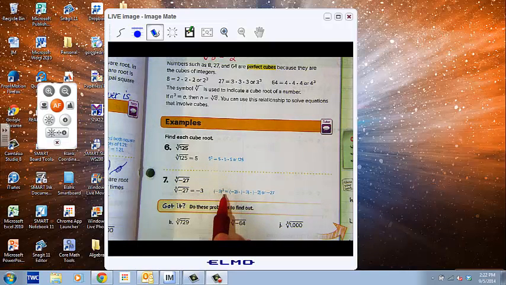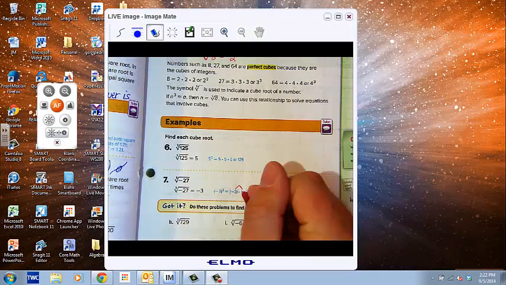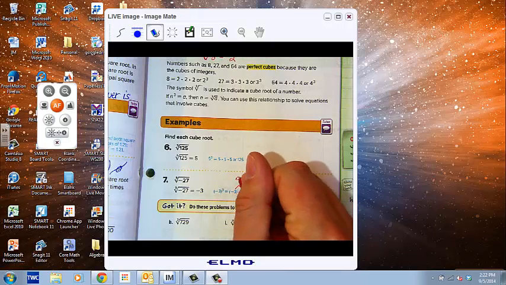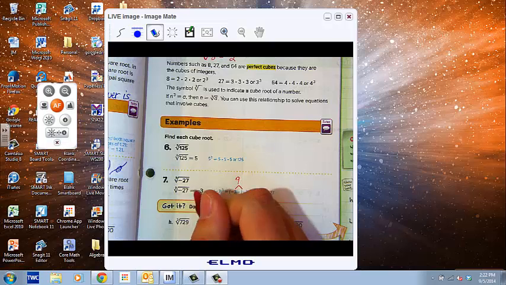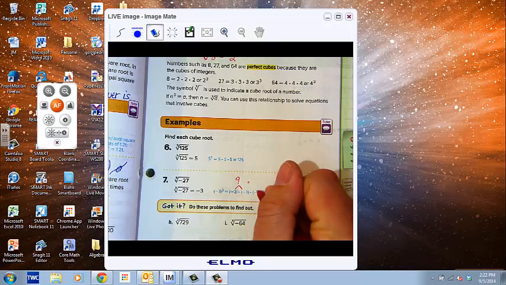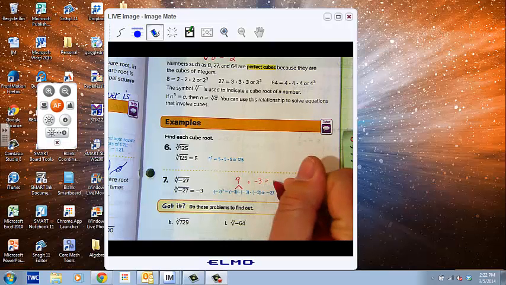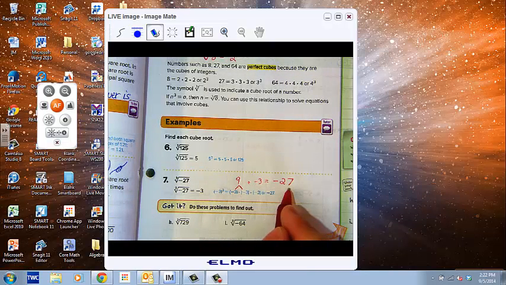Because that's taking negative 3 three different times. So negative 3 times a negative 3 will actually get me a positive 9. But I need to get to a negative 27. Well, a 9 times the other negative 3 will actually get me to negative 27, because a positive times a negative is a negative.